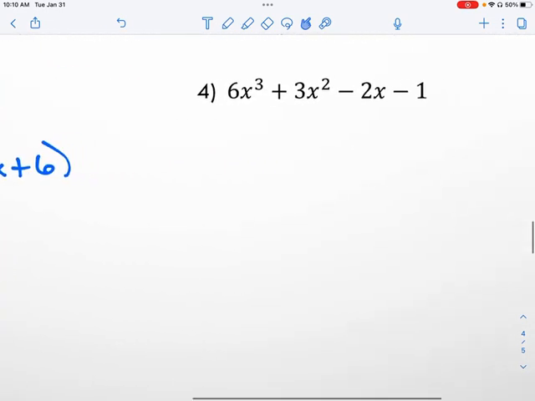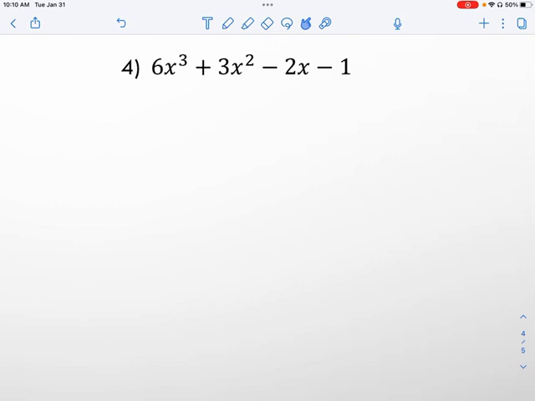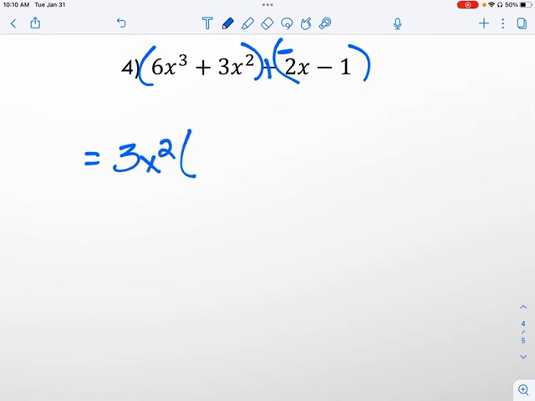Okay, so let's try another one with that minus part. So here I see I have a minus, so I'm going to take that and bring it in. Now I'm going to group, and I'm going to group again. So the greatest common factor between 6x cubed and 3x squared is 3x squared. So now when I do that, that would leave me with 2x plus 1.